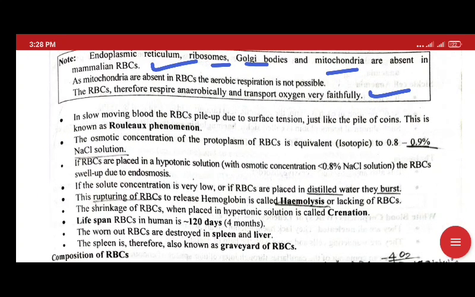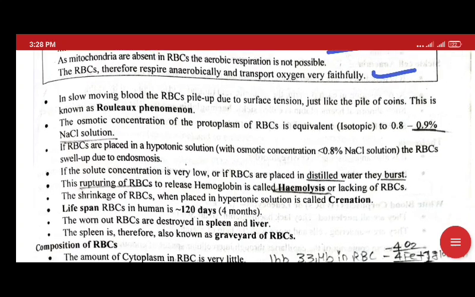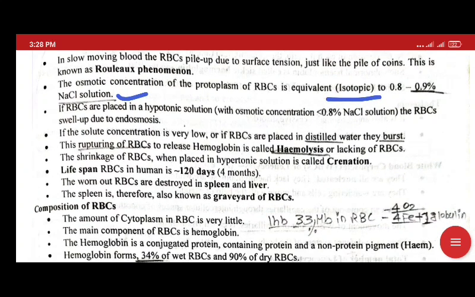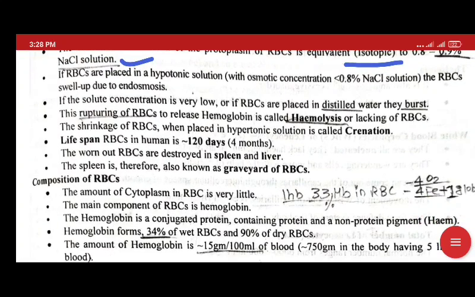Now move on. RBC is in 0.9% NaCl solution, saline solution, which is isotonic to blood. You should remember 0.9%. Also we should know that rupturing of RBC is called hemolysis.